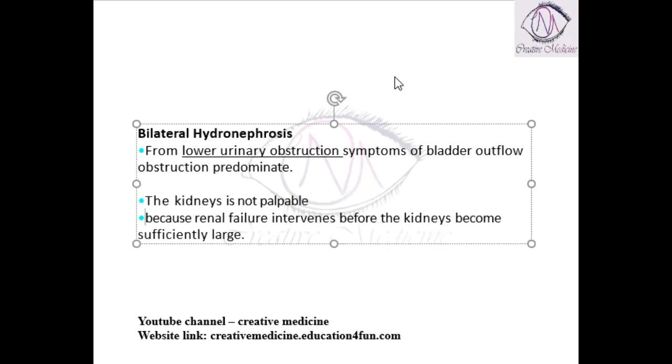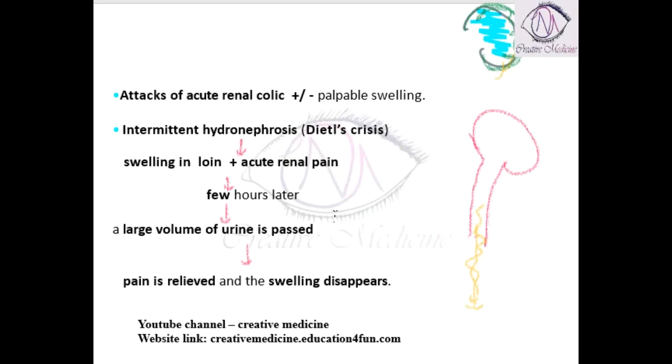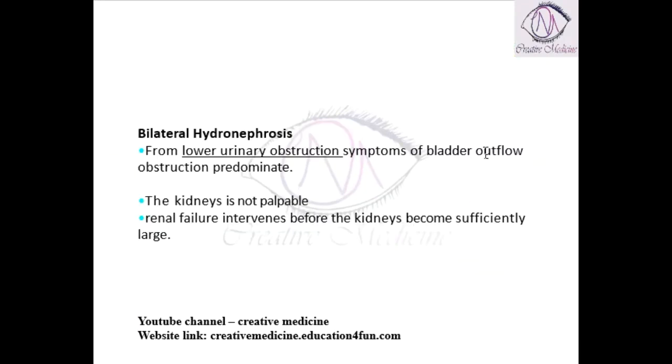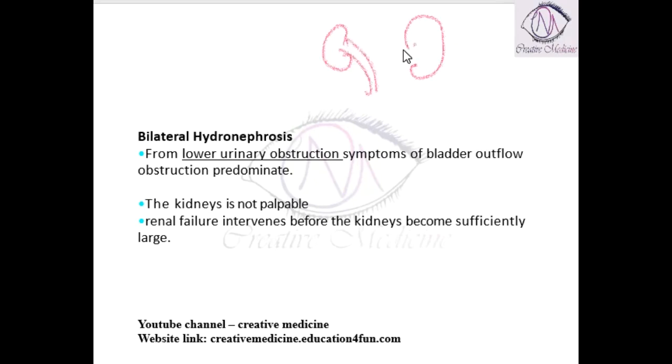Why? Because renal failure intervenes. Where there is bilateral hydronephrosis, renal failure will occur even before the kidneys become large. If it is unilateral hydronephrosis, there is one more kidney available to compensate. But if there is bilateral hydronephrosis, both kidneys are involved, so there is decreased excretion, or excretion of metabolic wastes is hampered, and as a result the patient develops azotemia, resulting in chronic renal failure, or acute renal failure develops, based on the consequence.